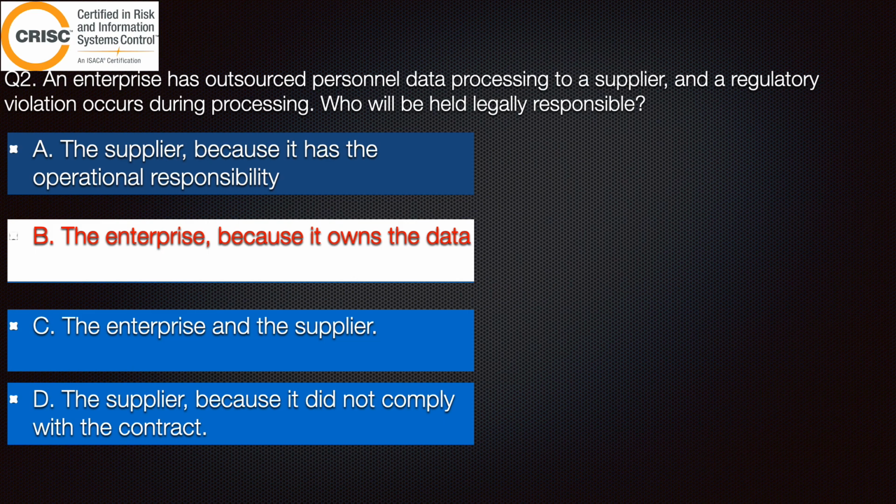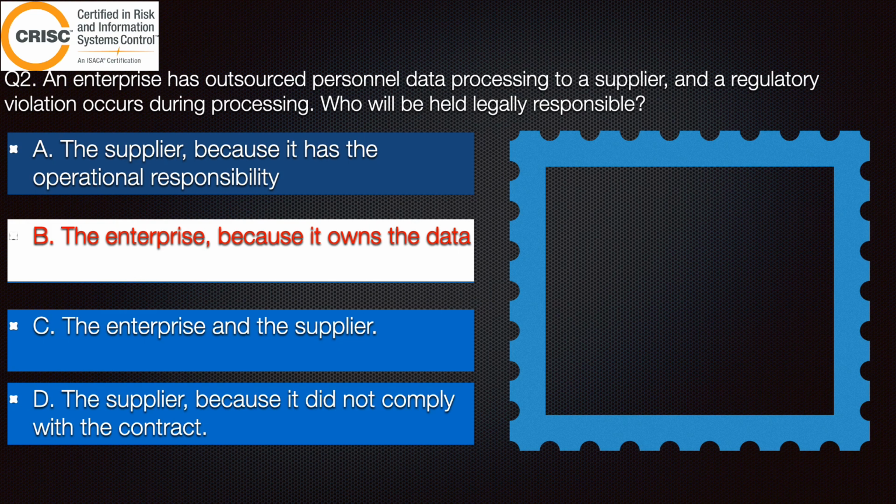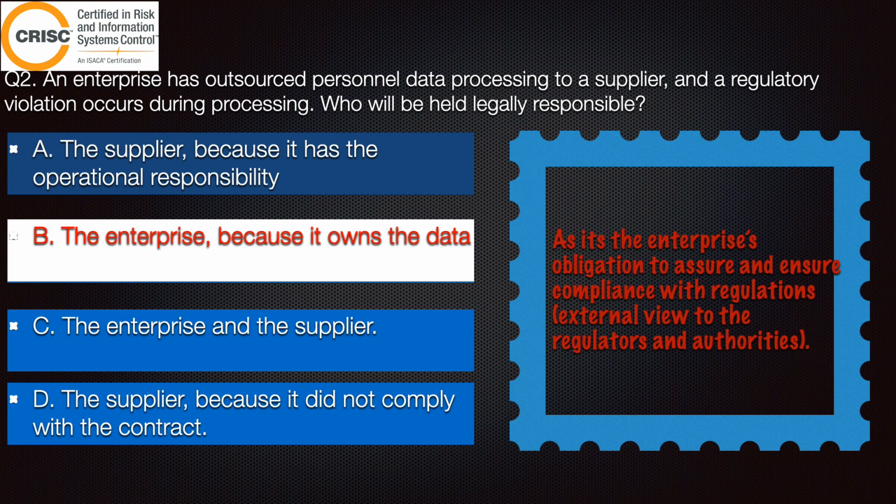Let's understand the options one by one. Option A, the supplier, because it has the operational responsibility, is incorrect. Although the supplier has the operational responsibility, the enterprise is still responsible and held accountable to authorities. There might be some contractual issues to compensate the enterprise, but that's a different story. Coming to option B, the enterprise, because it owns the data: the enterprise has the obligation to assure and ensure compliance with the regulation, from the external view of the regulators and authorities.